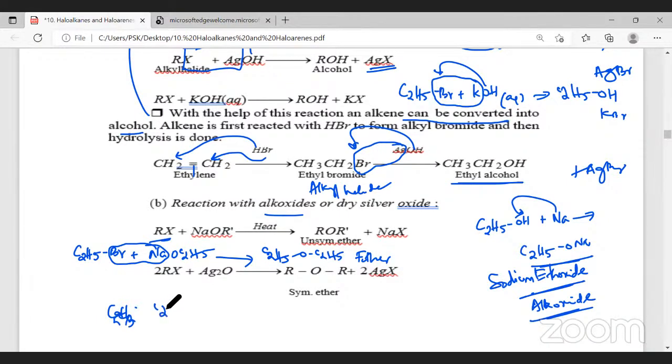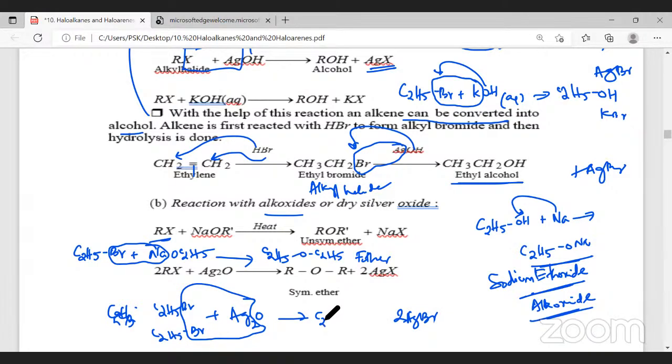Now, similarly, the next reaction is alkyl halides, C2H5Br. When allowed to react with dry silver oxide, what happens? Silver and bromine get eliminated as 2AgBr. And what else do you have now? C2H5, and you have an oxygen, and you have C2H5. This is also an ether. You can prepare ether by the reaction of alkyl halides with dry silver oxide. It should not be moist. If it is moist, it will undergo hydrolysis to form alcohol.